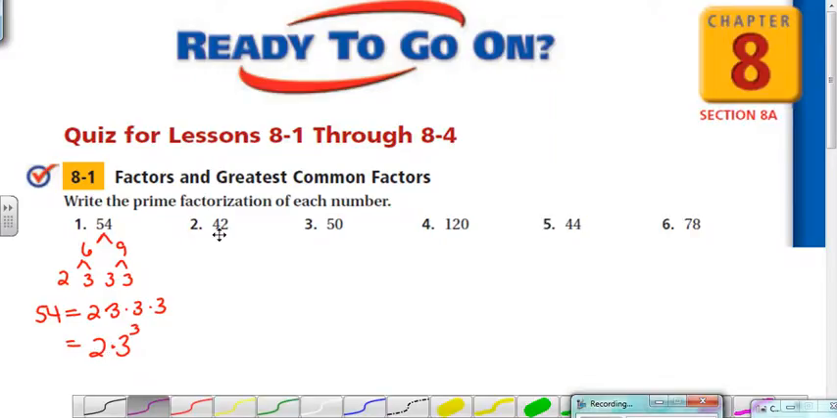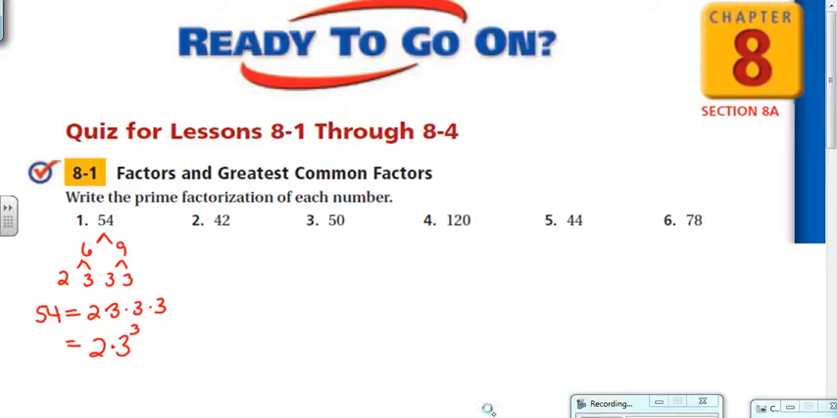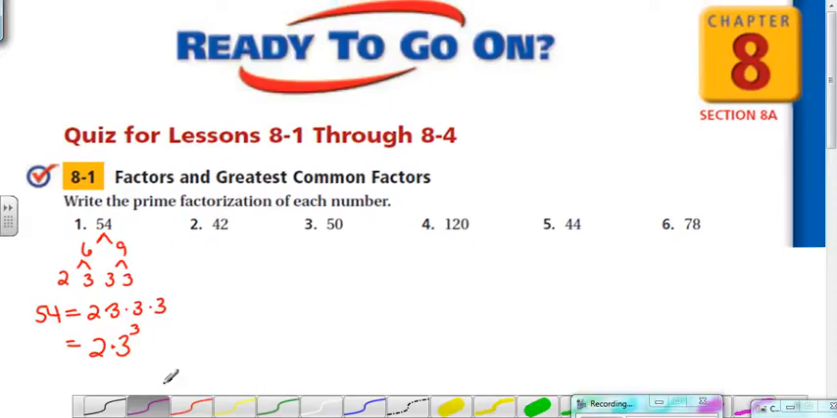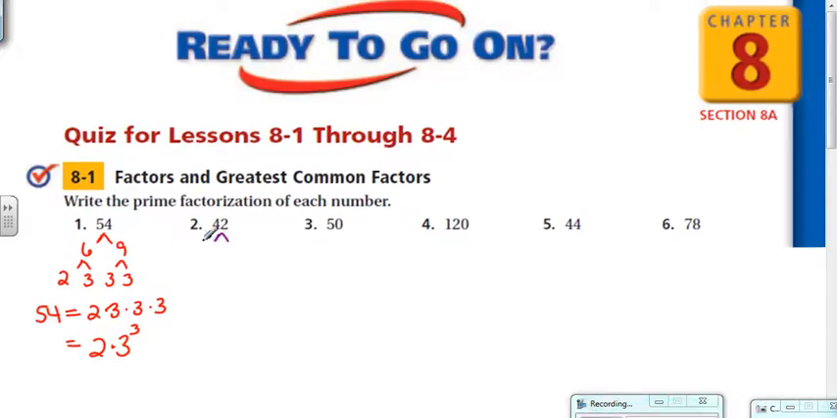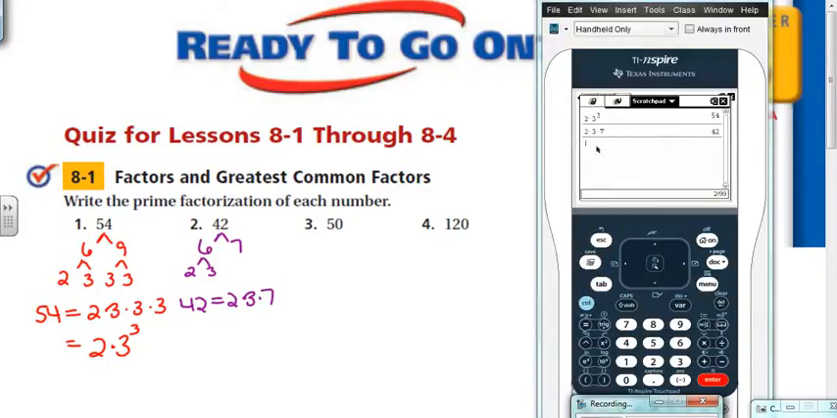Okay, then 42. You can do 6 times 7. 7's prime, and 2 times 3 is 6. So I know 42 is equal to 2 times 3 times 7. And once again, type it in your calculator and make sure you get back to 42.